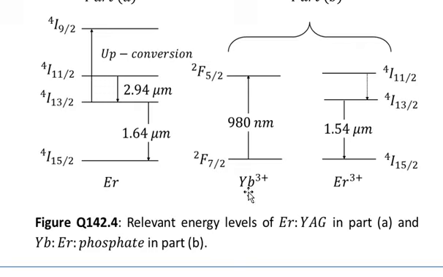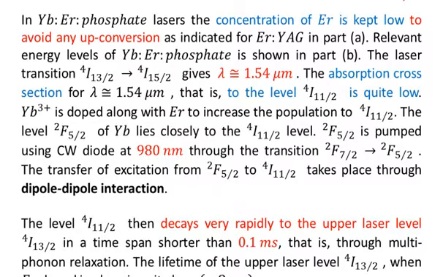So that's why we have added ytterbium ion, so that we can raise the population to the 2F5/2 level, and from there the energy is transferred to 4I11/2 through dipole-dipole interactions. So this transition will occur from 2F5/2 to 4I11/2 through dipole-dipole interactions, and 4I11/2 will get populated. The absorption cross section for the wavelength lambda equal to 1.54, that is to the level 4I11/2, is quite low.